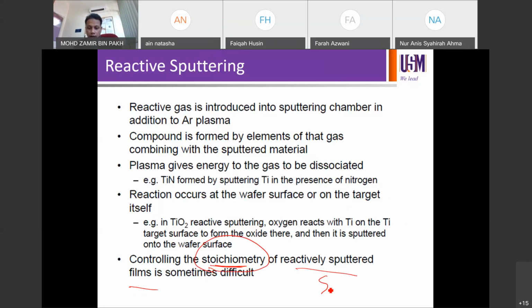Say, apa maksud stoichiometry kat sini? If you want to deposit silicon nitride. Anyone? Anyone can tell what is stoichiometry here? What time is it? 12:49 already. So let's go for 2-3 minutes. Amira, anything on stoichiometry? What is the stoichiometry here? Apa maksud stoichiometry?